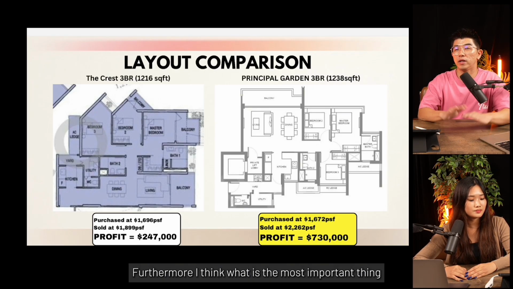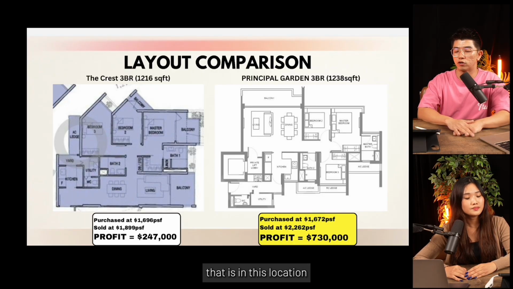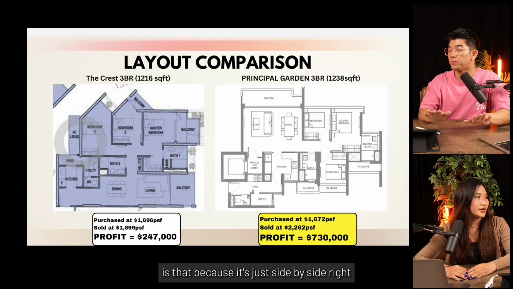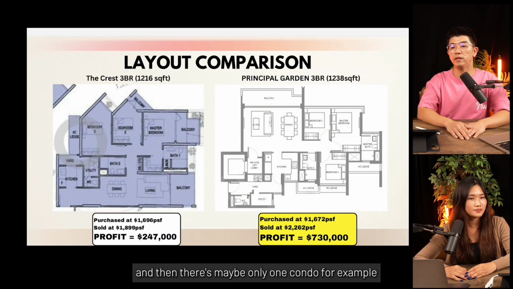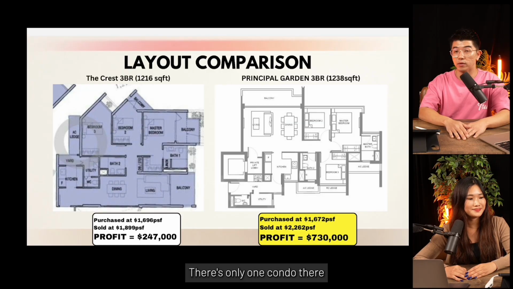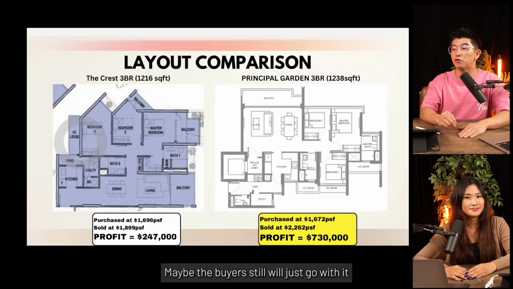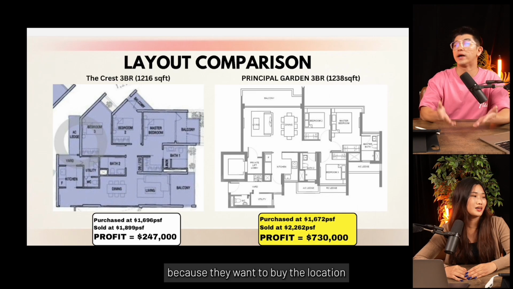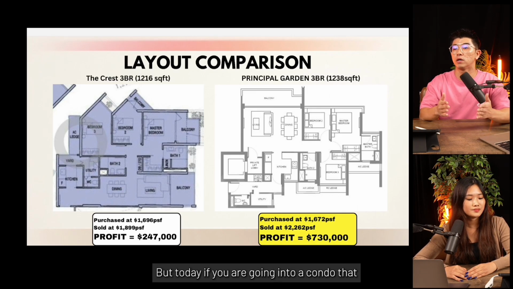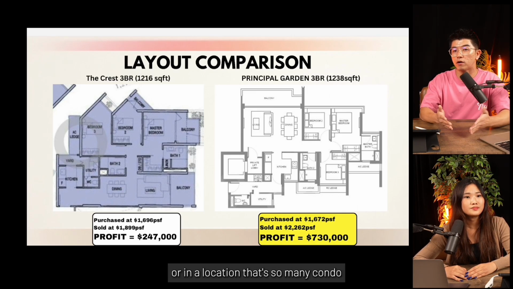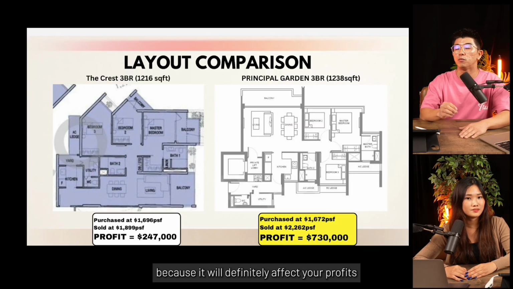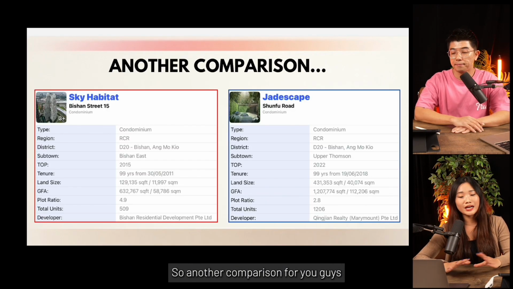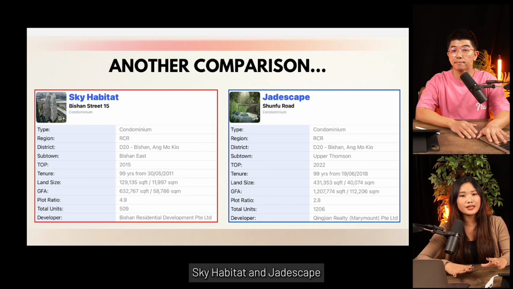Furthermore, I think what is the most important thing in this location is that because it's just side by side, right? Yeah. So people will naturally compare. So if today you go into a location and there is maybe only one condo there, maybe the buyer still will just go with it because they want to buy the location. But today, if you are going into a location that has so many condos, you must be very careful about the right type of layout to go into, because it will definitely affect your profits or your sales going forward. So another comparison for you guys, Sky Habitat and Jadescape.